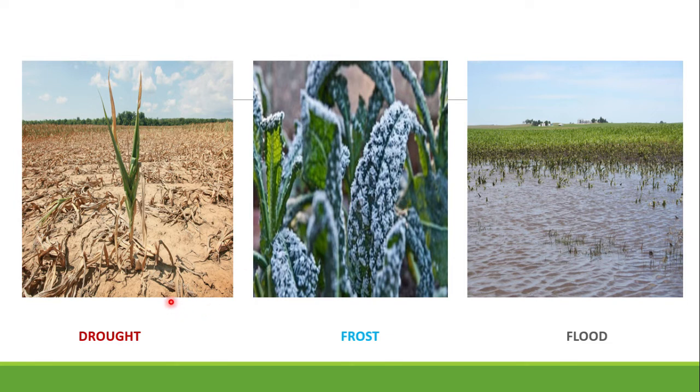See here, the different climatic conditions for the plants are shown. The first one is where there is no water and the land is totally dry. This situation is known as the drought situation. Secondly, you can see the frozen water over the leaf surface, that is named as the frost.